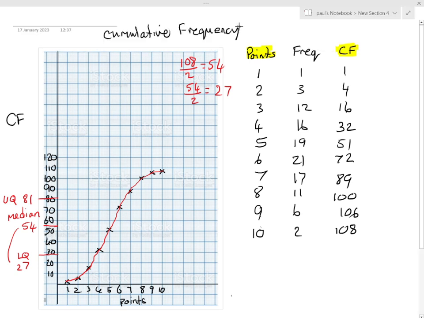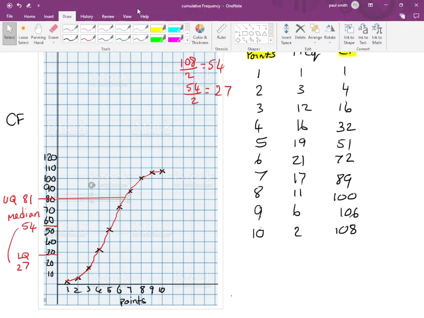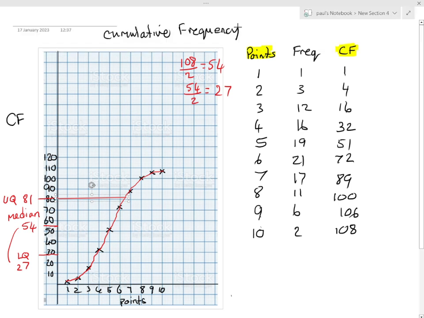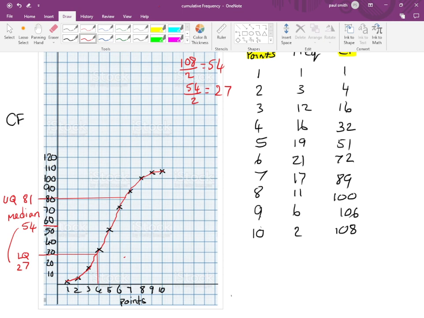So now to work out the interquartile range, you go from here to there, and depending on how neat you do this is how accurate you're going to be. They will allow you a little bit either way. And let's go down to the bit. Near enough.